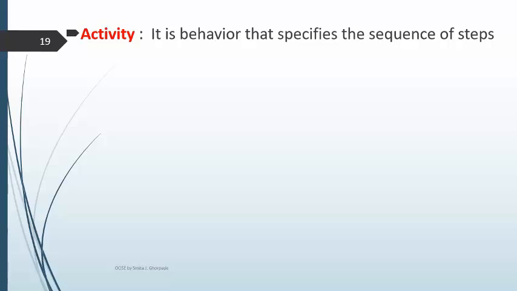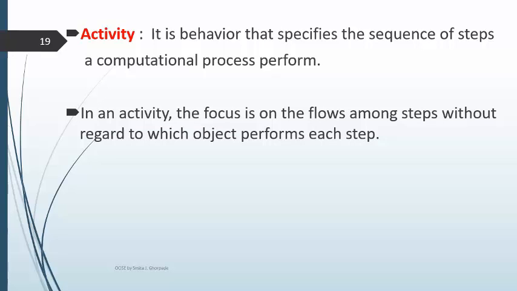Activity. It is a behavior that specifies the sequence of steps a computational process performs. That means to carry out a particular process, there could be a sequence of steps, and that is called an activity. In an activity, the focus is on the flows among the steps without regard to which object performs each step.